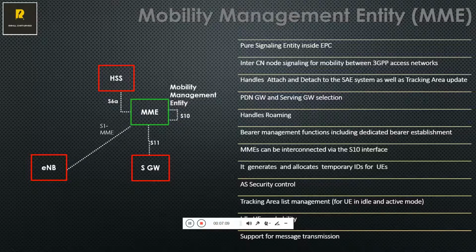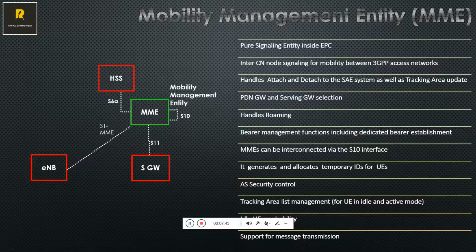So MME is the signaling entity inside the EPC, the evolved packet core. It handles inter-CN node signaling for mobility between 3GPP access networks, attach and detach to the S1 system, as well as tracking area update, PDN gateway and serving gateway selection. It handles roaming and bearer management functionality including dedicated bearer establishment. MMEs can be interconnected via the S10 interface.